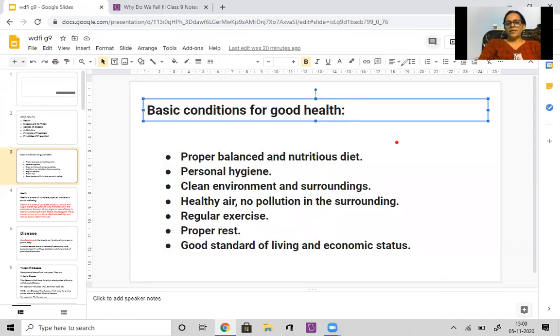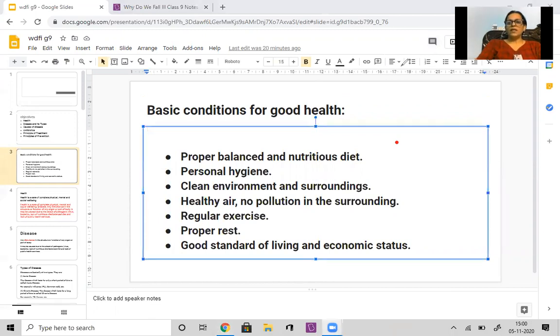Good standard of living and economic status. So these are also causes, because these are the basic conditions. If these conditions are not fulfilled, the person will definitely fall sick, definitely, right?